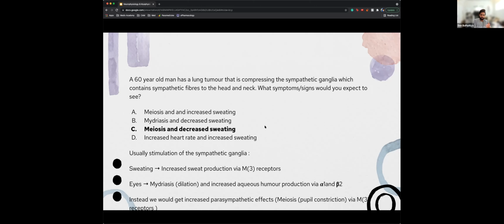This is a very common pathology, something that gets asked all the time. It's called a Pancoast or apical tumor. I think Booby had a question about this earlier as well. In terms of the nerves, normally we get increased sweat production via the M3 receptors, so if we knock that sympathetic out, we're going to get decreased sweating. For the eyes, we normally have dilation and increased production via the alpha 1 and beta 2. So instead, we'd get the parasympathetic effects because we're knocking out the sympathetic effect. So that's the way to remember that.